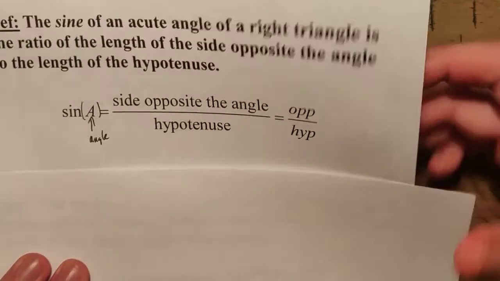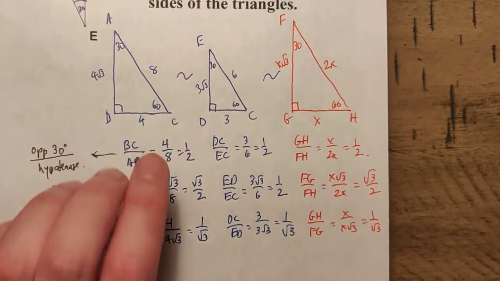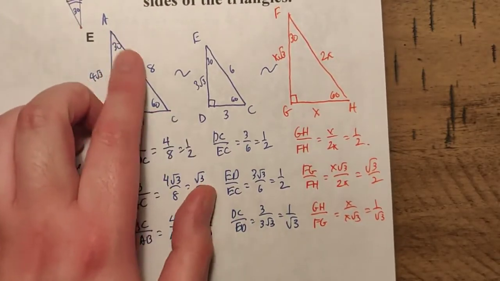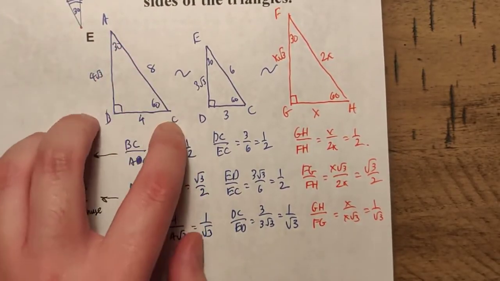So this is the first of these ratios, going back to this: opposite the 30 over the hypotenuse, okay?